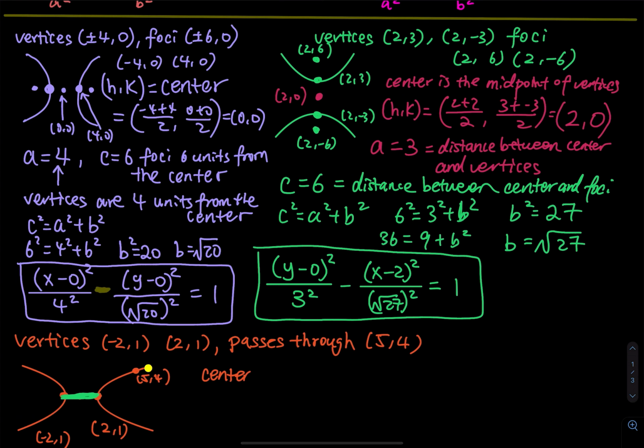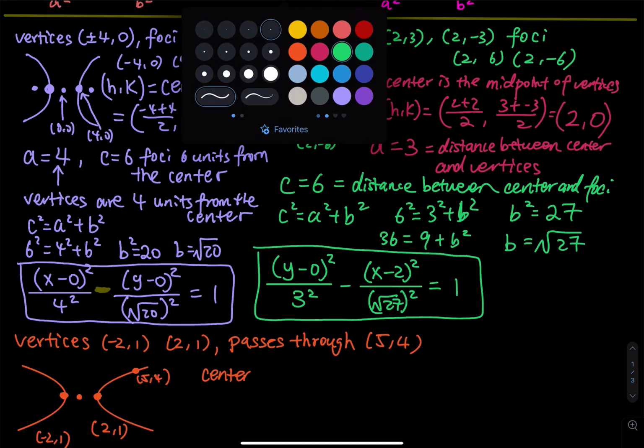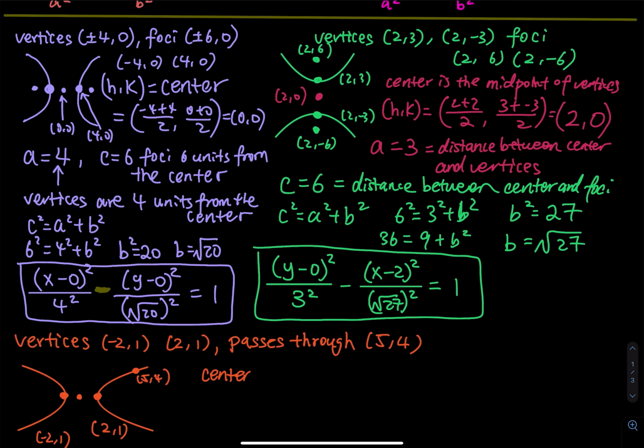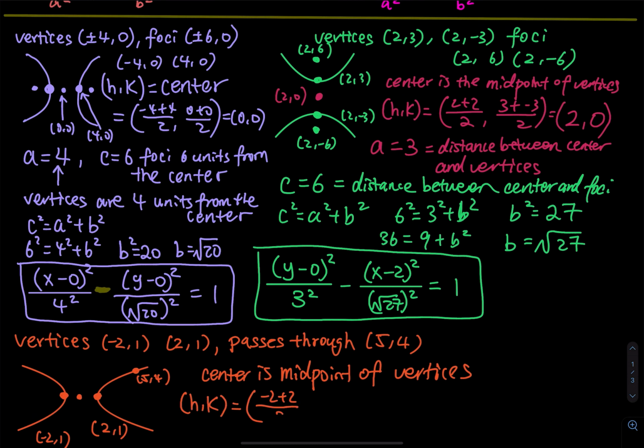We have vertices, so since we have vertices, we can easily find the center because the center is the midpoint of the two vertices. Okay, let's go ahead and find the center. So the center is the midpoint of the two vertices. Then h comma k is equal to -2 plus 2 divided by 2, comma 1 plus 1 divided by 2. So you have 0 divided by 2, 2 divided by 2, and then that is your center.